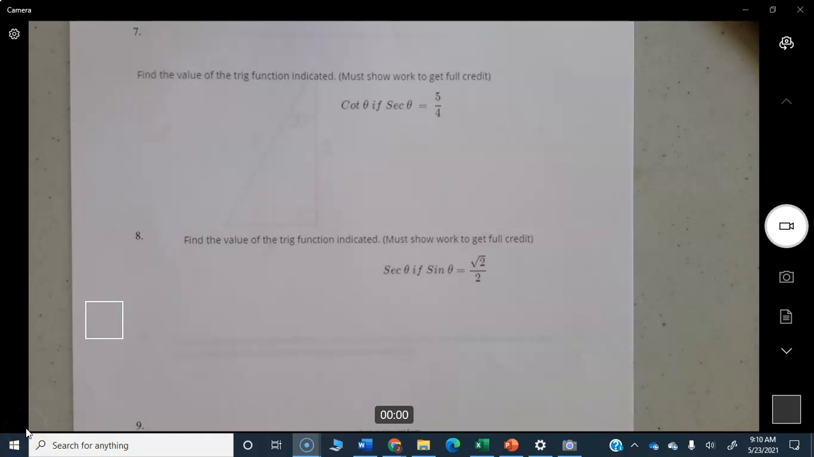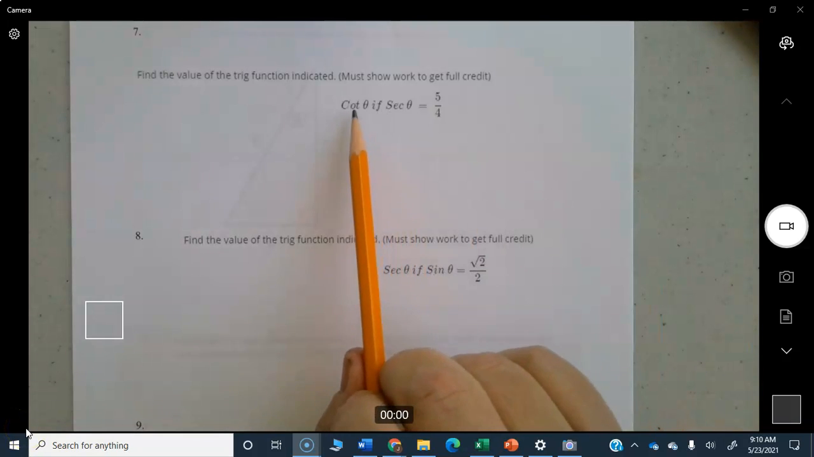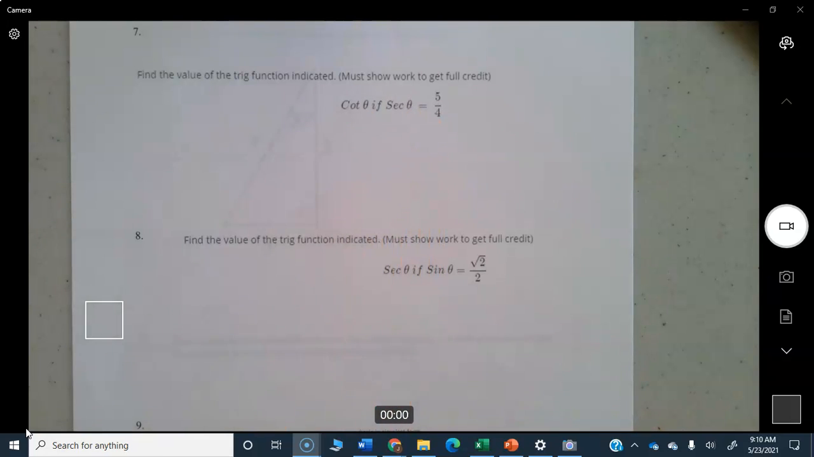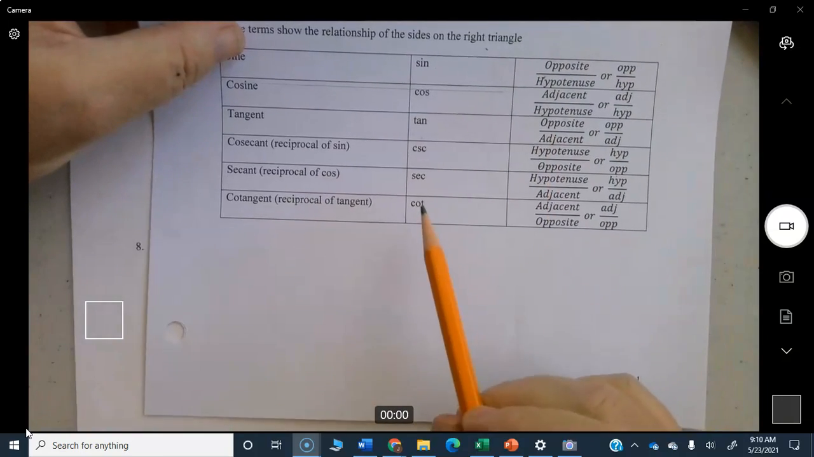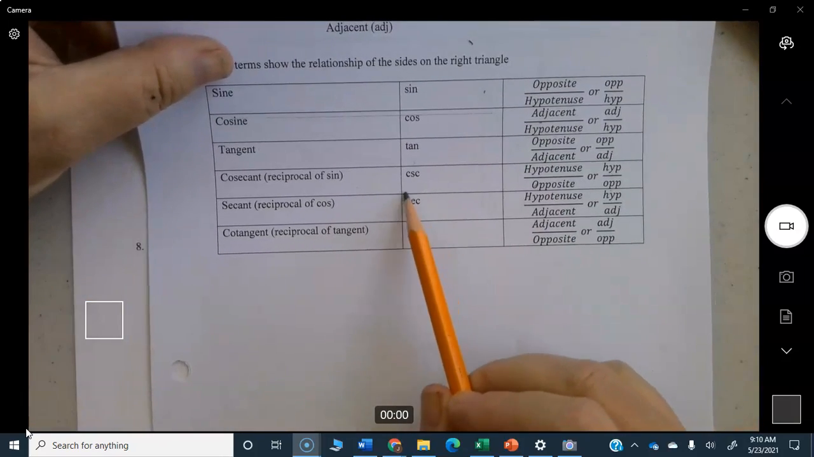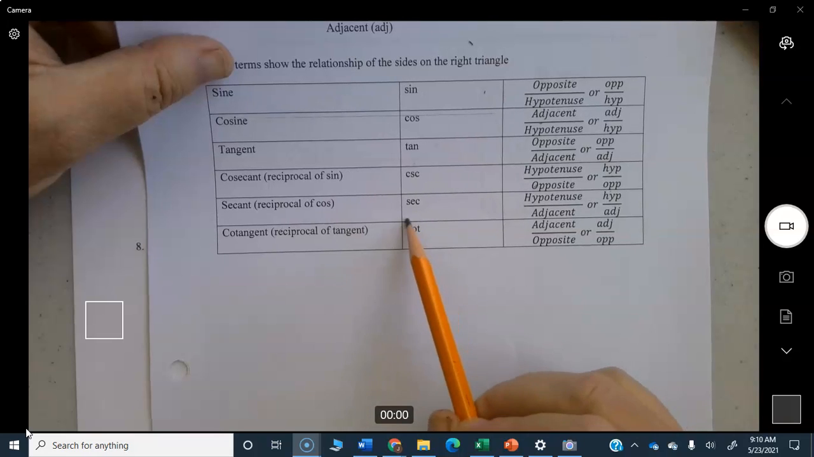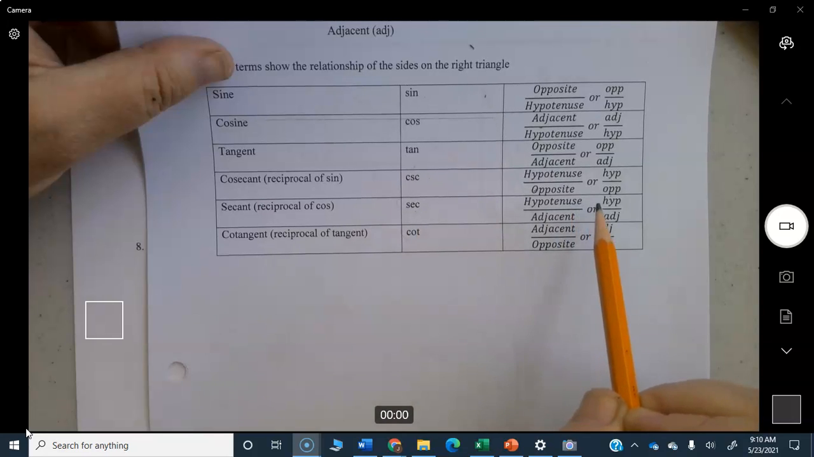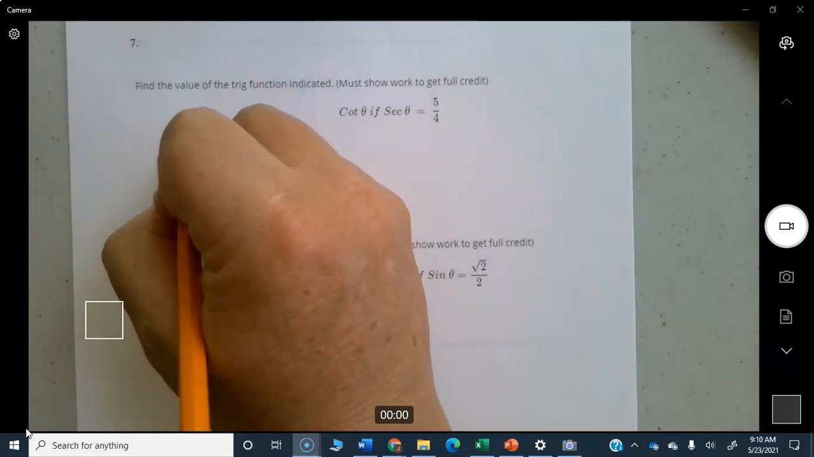Okay, now we're on to problem number 7, and what you're trying to find is the cotangent of theta if the secant of theta is 5 over 4. So now we're getting into some of those additional relationships that we haven't used yet. So let's look at that. So they want us to find the cotangent. That's this one down here. And what they give us to start with is the secant. That's this one right here. So we know this, and we're trying to find this. So let's go ahead and write down what we know. We know the secant is the hypotenuse over the adjacent. Let's go ahead and write that over here.